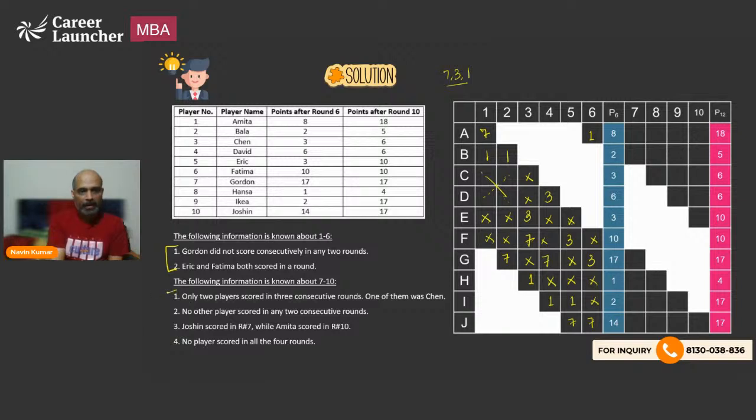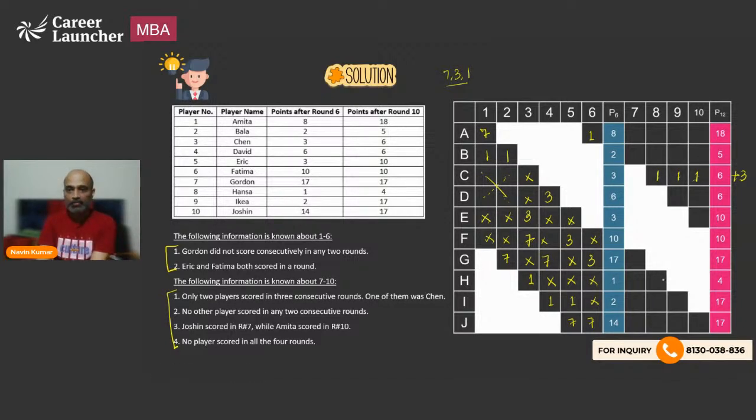Now, next 4 rounds, 7, 8, 9, 10. Only 2 players scored in 3 consecutive rounds. One of them was Chen. So Chen has to score in 3 consecutive rounds and he has to get a 6. How can we get a 6? From 3 consecutive rounds. Sorry, it's not 6. It's at the end of round 10, right? So we have got 3 was already there for Chen. So 6 more, that means he needs 3 more. And 3 more in 3 consecutive rounds, it has to be 1.